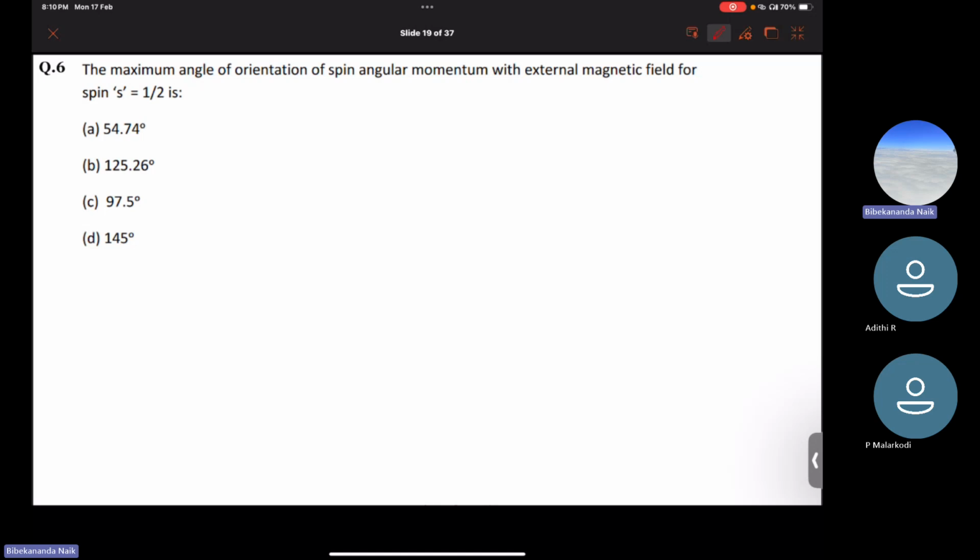Now if we talk about question number 6. Question number 6 says the maximum angle of orientation of spin angular momentum with external magnetic field for spin S equals to half is: option A 54.74 degree, option B 125.26 degree, option C 97.5 degree, and option D 145 degree. So these are the four options. Here the value of spin is given, S equals to half. So please calculate and tell me what will be the correct option.